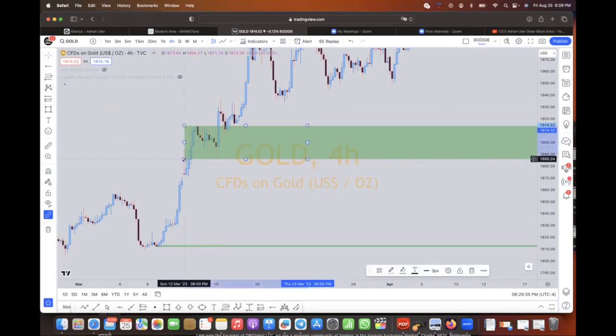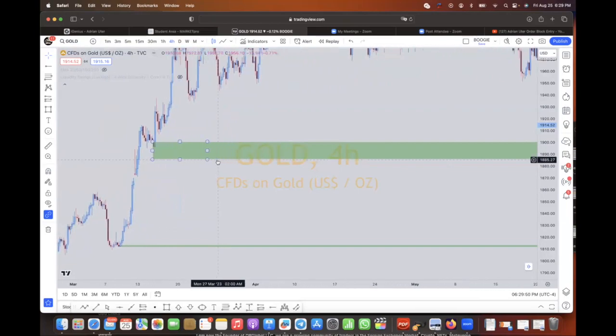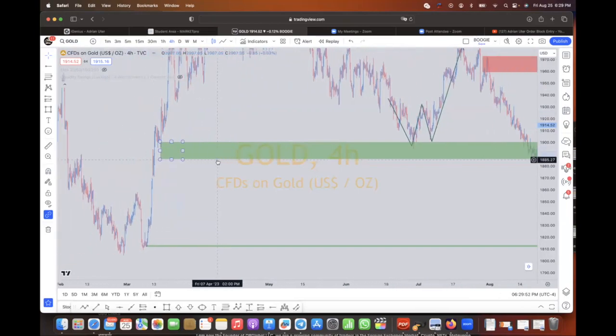So all I'm going to do is this. I like to do from the body down to the wick. The wick is showing the lowest price went. Boom. So we got to respect it. All right, so now let's take a look.